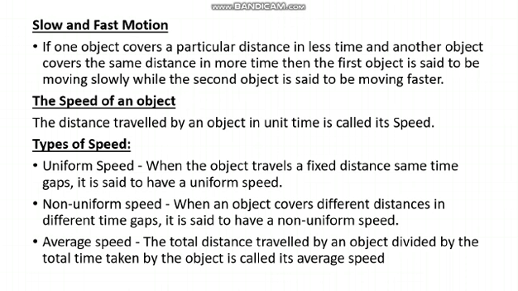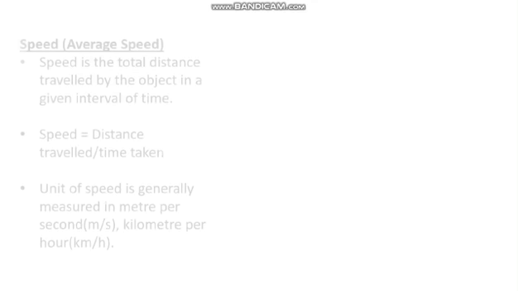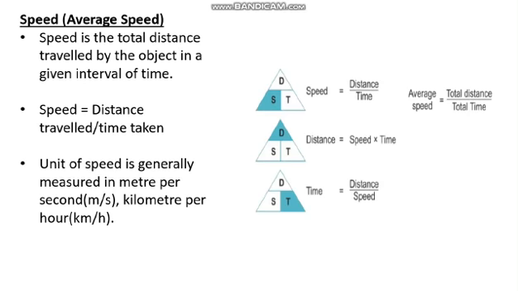Average speed. The total distance travelled by an object divided by the total time taken is called its average speed. So, speed is the total distance travelled by the object in a given interval of time. How can we calculate it? Speed is distance travelled divided by time taken. So, average speed is total distance by total time. If you want to calculate the distance, then speed into time. If you want to calculate the time, it is distance by speed. The unit of speed is generally measured in meter per second or kilometer per hour.